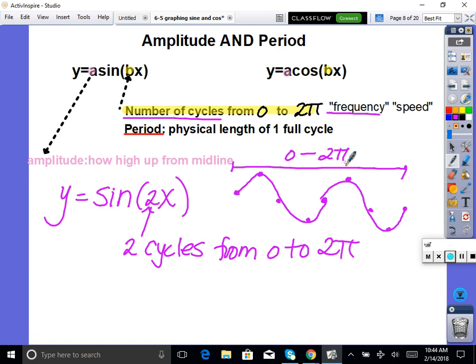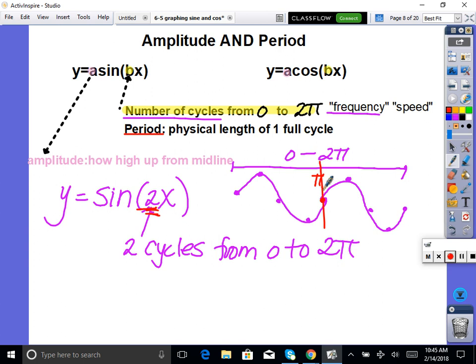So how do we find the period? Now what does period mean? Period means the physical length of just one of those cycles. So just one would have been the 0, max, 0, min, 0. So what would the length of one cycle be? Pi, halfway through, correct everybody? To complete one cycle, it took half the amount of time. So it would be pi.